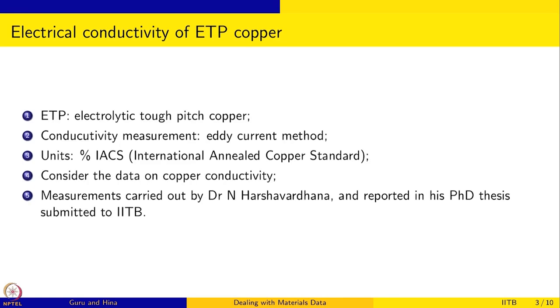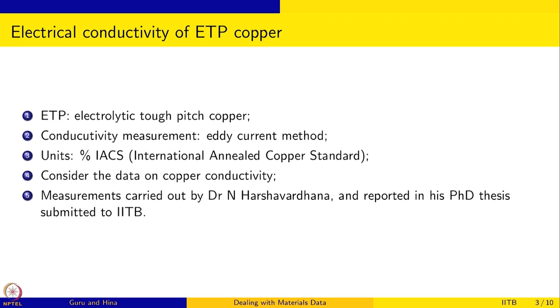Okay. As the first example, we are going to use the electrical conductivity of ETP copper. ETP copper is electrolytic tough pitch copper. And it is very pure copper, it is commercially pure copper, and it is used in many practical applications where its conductivity is very important.